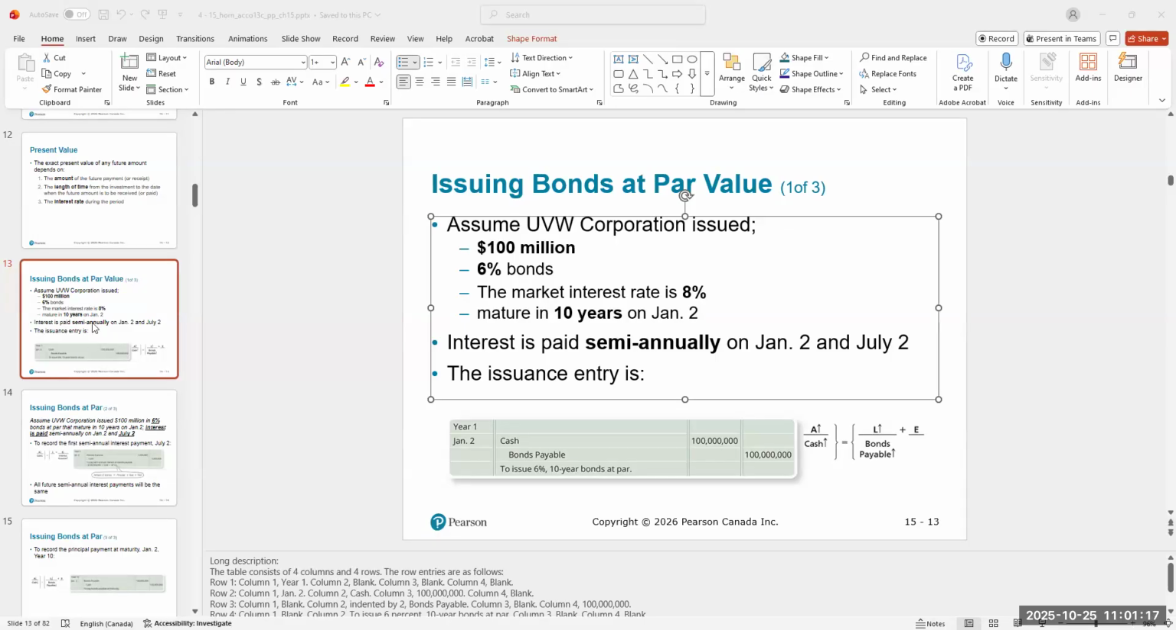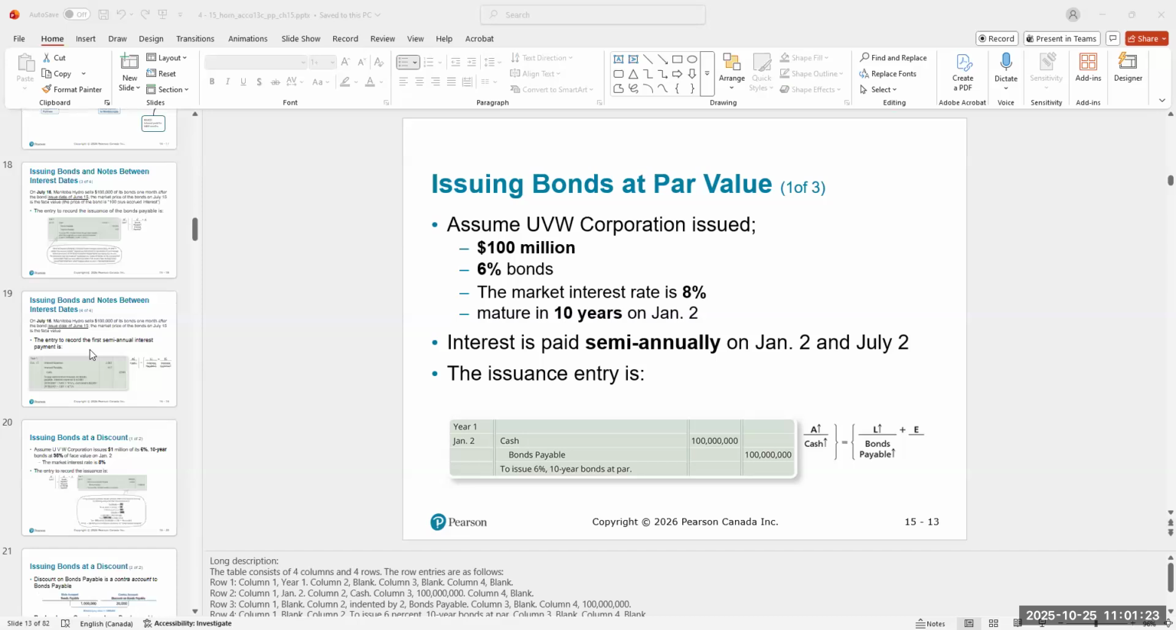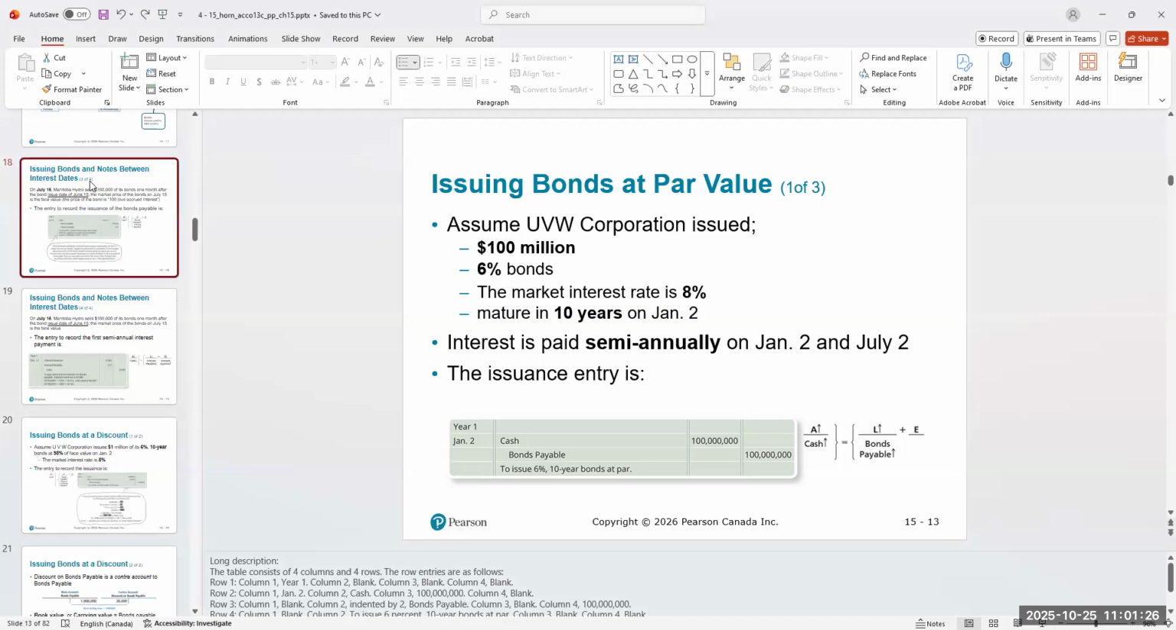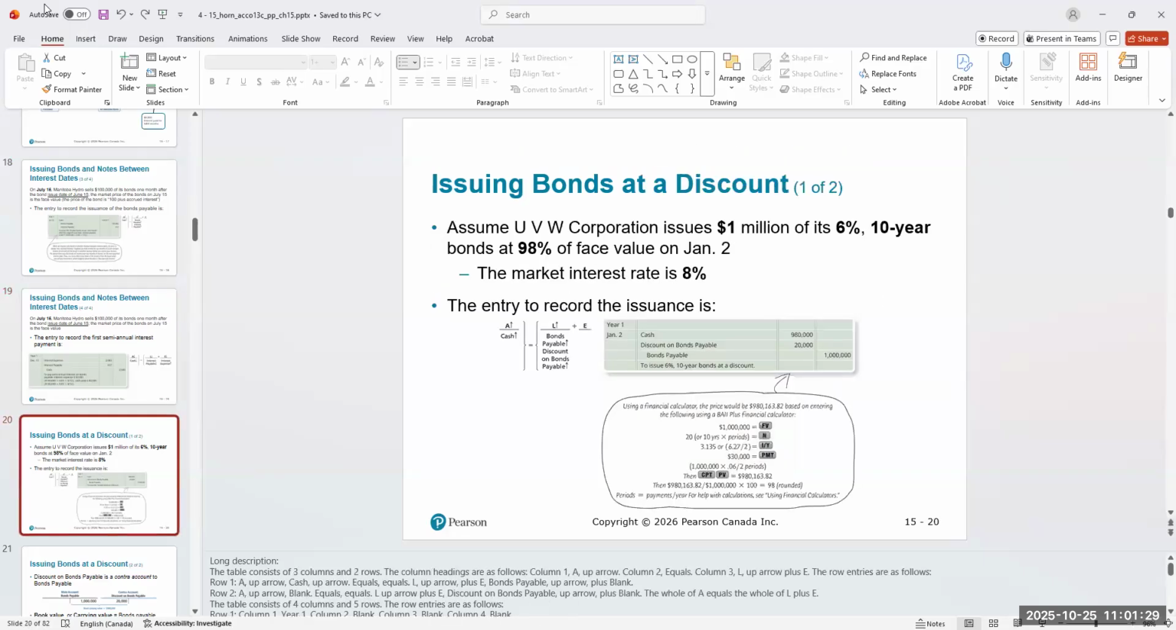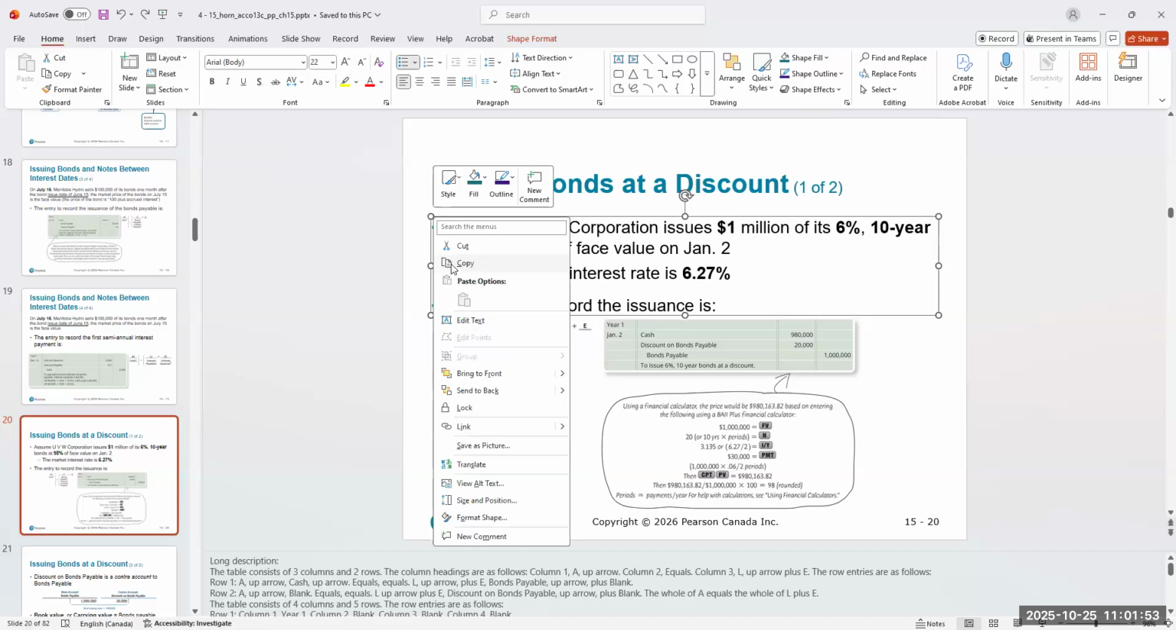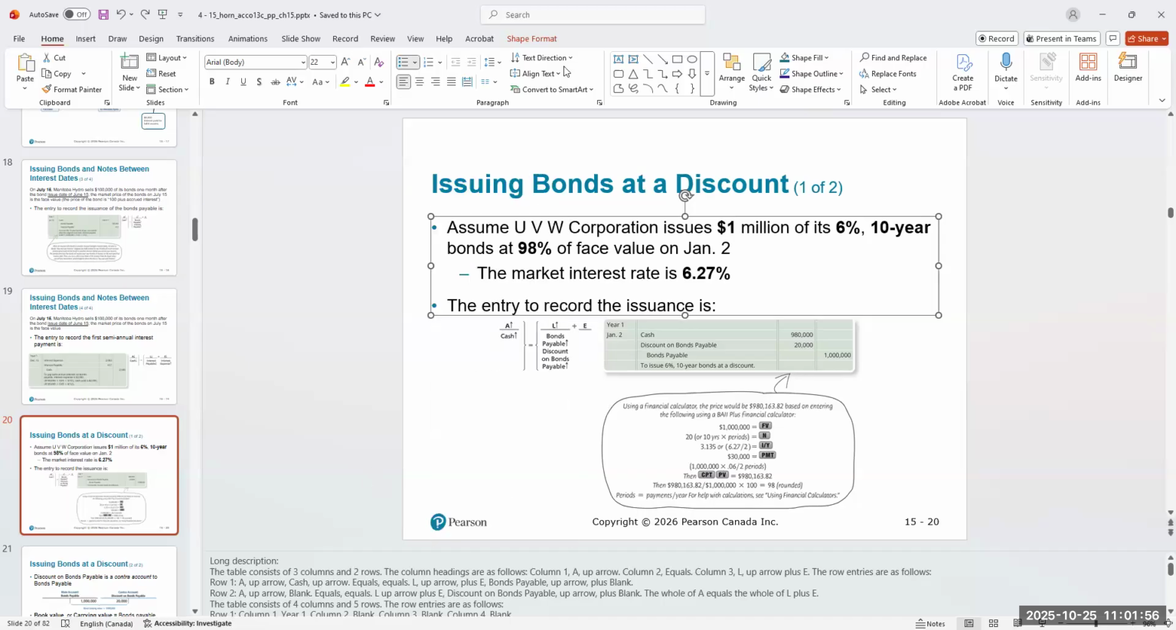So for the slides, it's slightly different. I know I changed this one here. They're using a different percentage. They're again issuing $1 million, 6%, 10-year bonds at 98% of face value on January 2nd. The market interest rate is 6.27%. In order to get the numbers that they're getting, I'm going to copy this information and move to the Excel spreadsheet that we have.